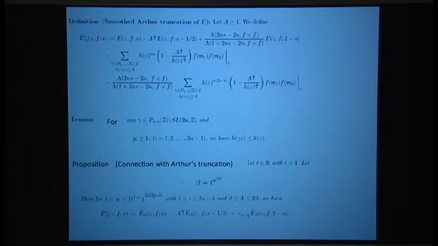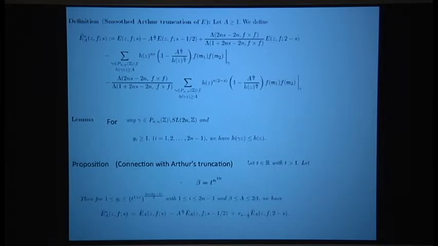Of course, there are many ways to smooth out the truncation. But the problem is, if we smooth it, how do we relate it to our original Einstein series? That's the first question. And the second question is, we have to make sure it's still in the L2 space, so it doesn't grow. On the line, we want to integrate. So what's the connection of our modified truncated Einstein series and Arthur's truncated Einstein series?